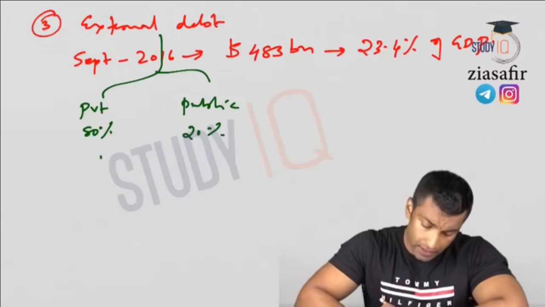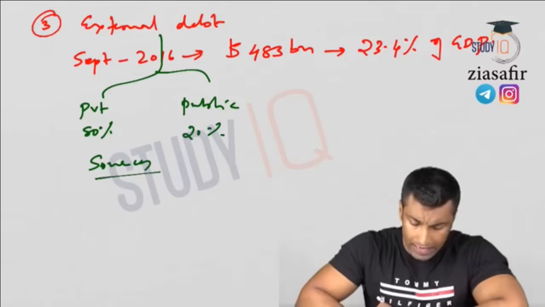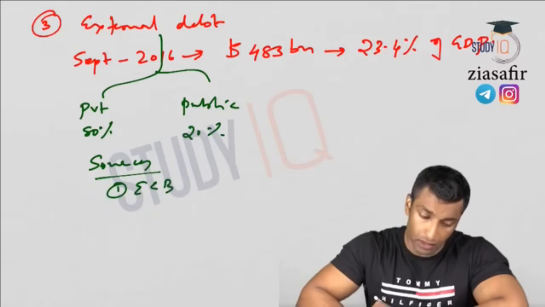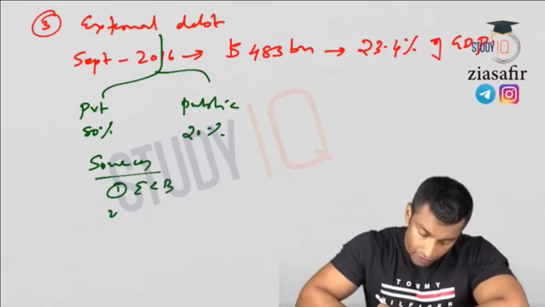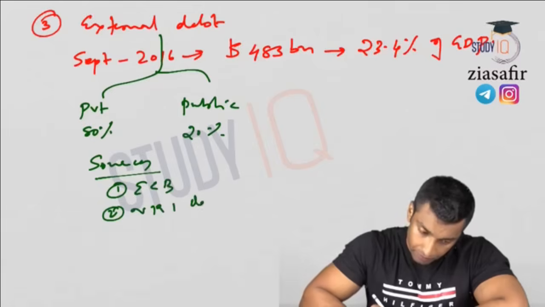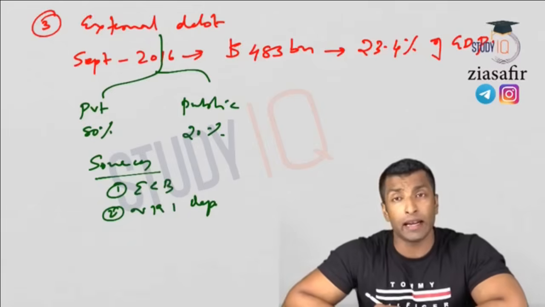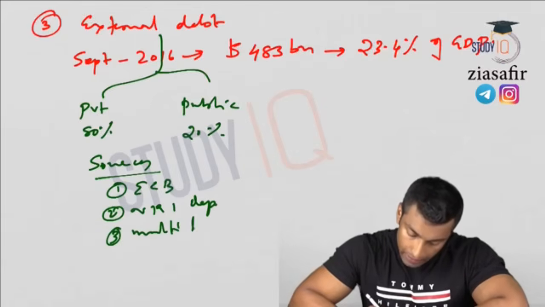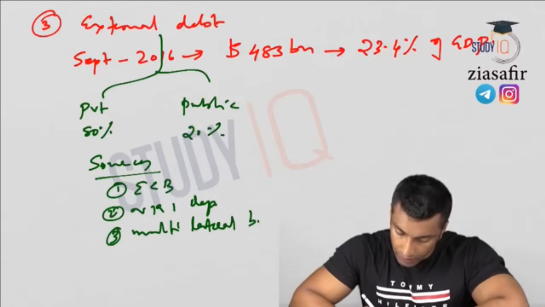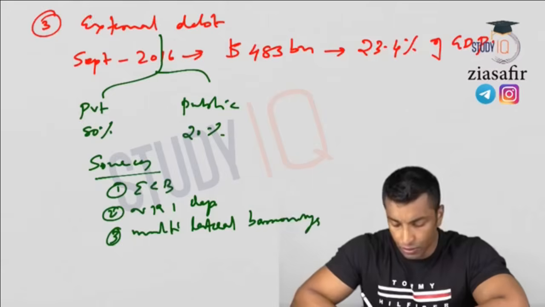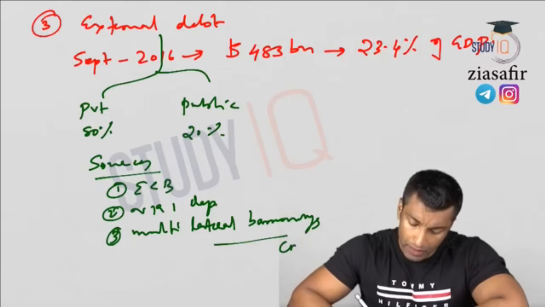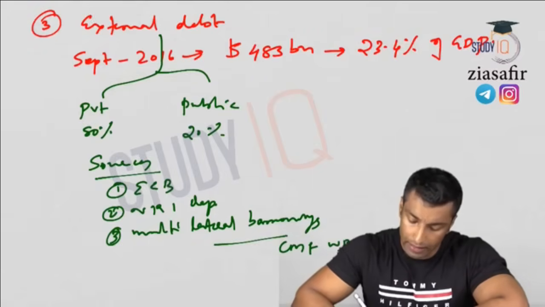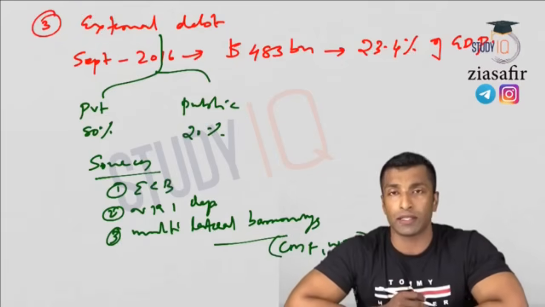What are the sources of external debt? As we have already discussed, firstly external commercial borrowing, and then we have NRI deposits, and then multilateral borrowings. All these are actually sources of multilateral borrowing, meaning IMF, World Bank, etc. All these are sources of external debt.